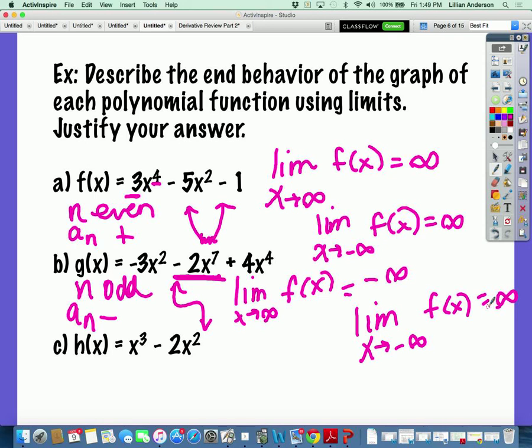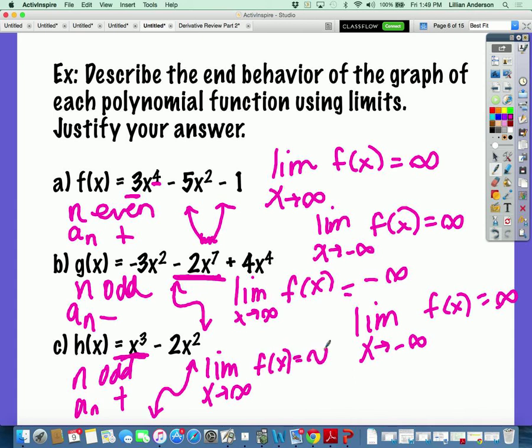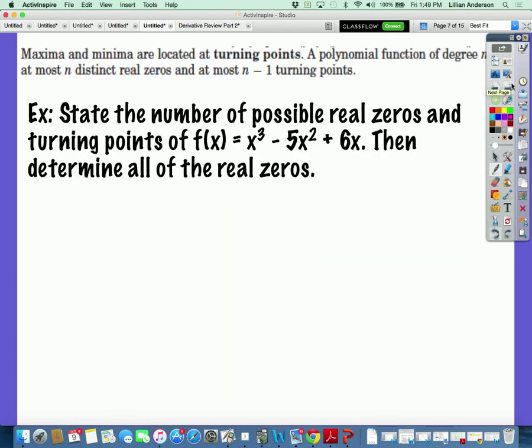Show me which arm will the C look like. Very good. So, because n is odd and a is positive, so what's my right end behavior? Infinity. And what's my left end behavior? Negative infinity. Questions? Good stuff. All right.